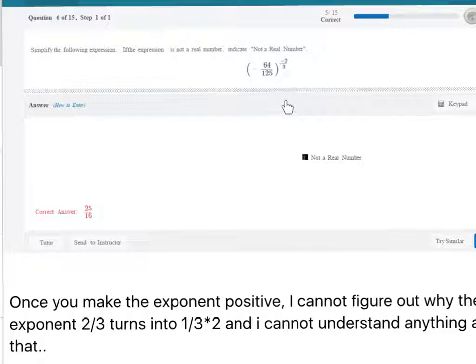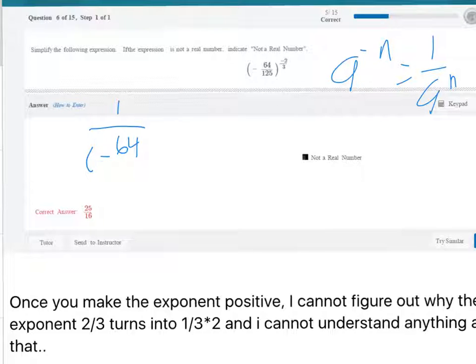So how do you get the answer? Well, first thing, I take care of the negative sign. If you remember from class, a to the negative n equals 1 over a to the positive n. So I need to rewrite this as 1 over quantity negative 64 over 125 to the positive 2/3 power. So I apply this rule, I move it to the denominator, make the exponent positive.